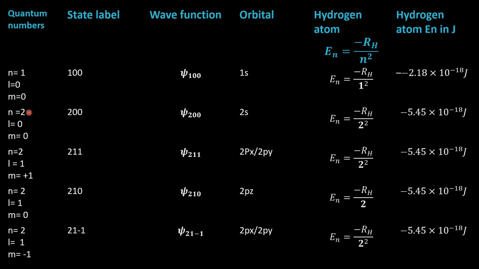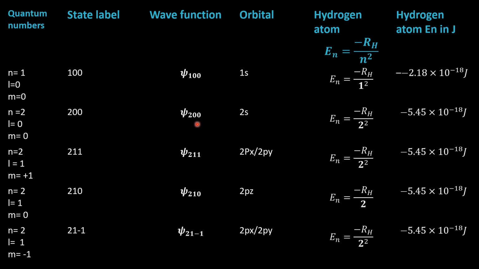Now for n equal to 2, L is equal to 0 and m is equal to 0. Correspondingly the state is 200, and the corresponding wave function for this state is psi 200, and definitely it is the 2s state. That is, the principal quantum number is 2, L is 0 and m is 0.